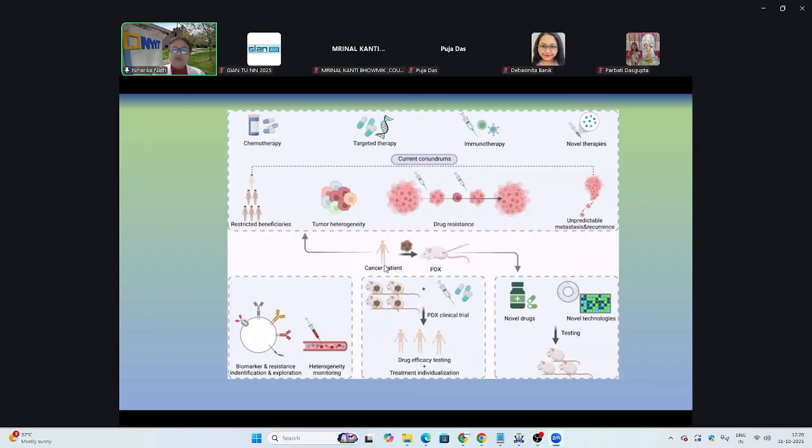So this is your cancer patient, and you take the cells and you put them into the model. And so right now the question is, what can you do with them? Well, you can try all the novel drugs. That's good. And then you can use new technologies like array technologies, and you can examine the effect.